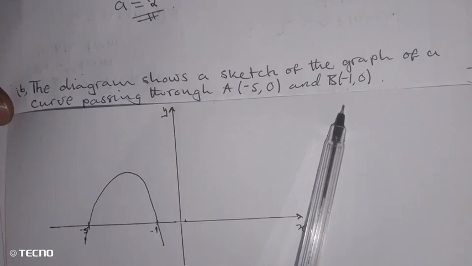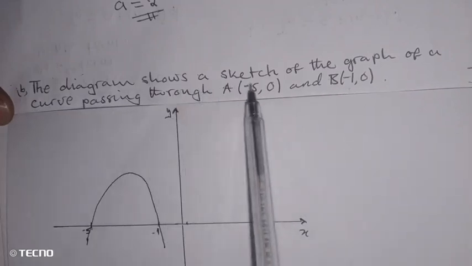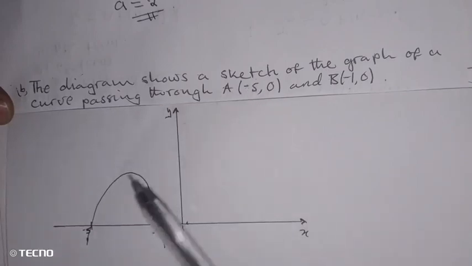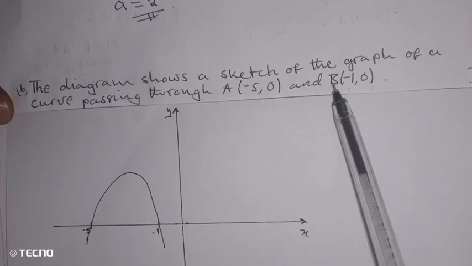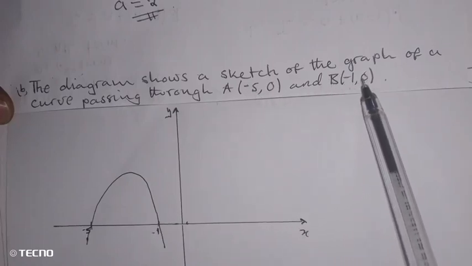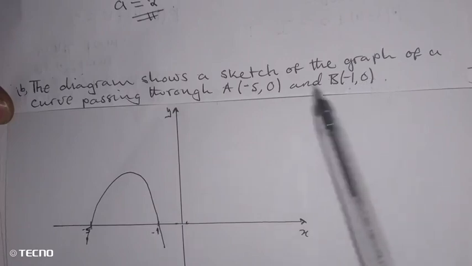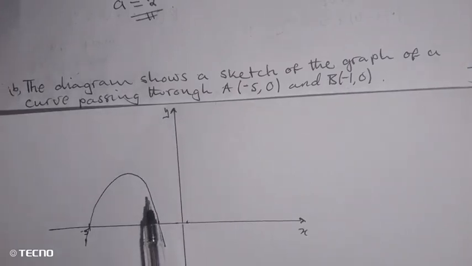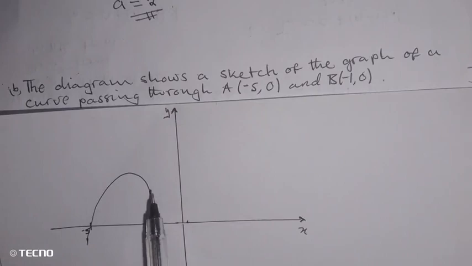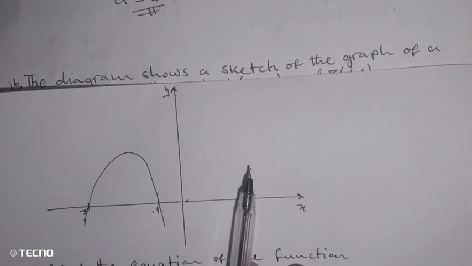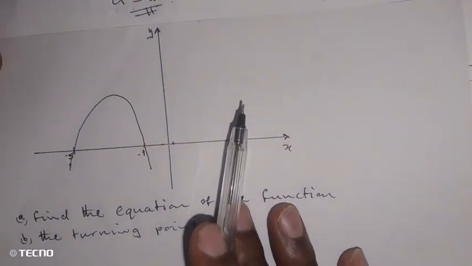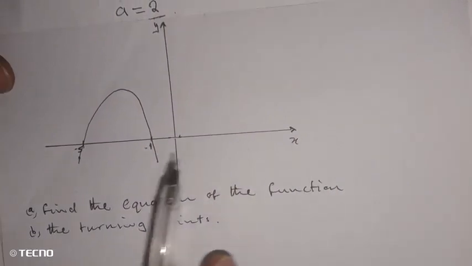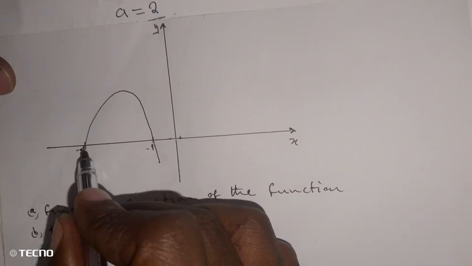Okay. Question 22b. The diagram shows a sketch of the graph of a curve passing through A, which is -5, 0, and B, -1, 0. So now I have this sketch here, which is not to the scale. Okay, so now here in this sketch we are asked to find the equation of the function and also the coordinates of the turning points. So having this, remember this is the x-axis.